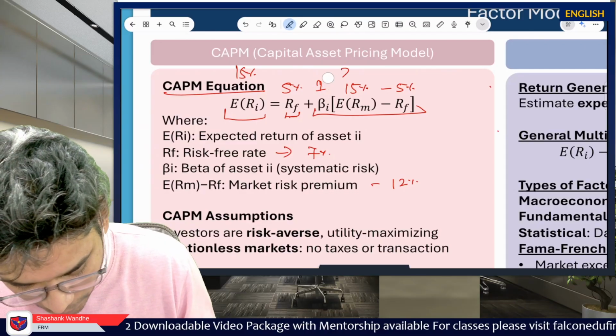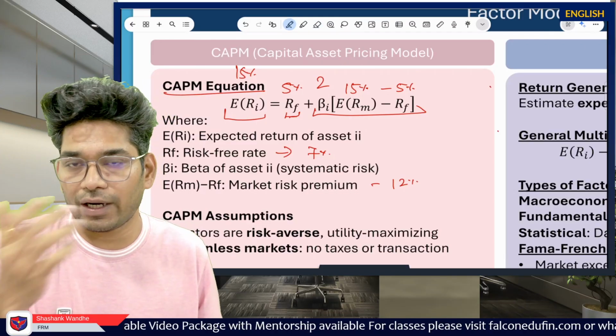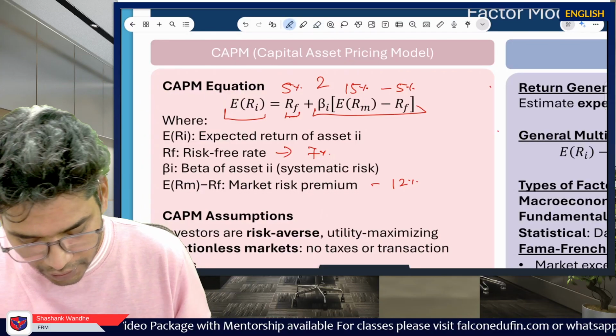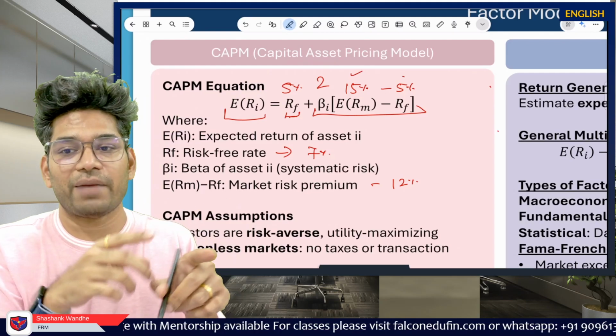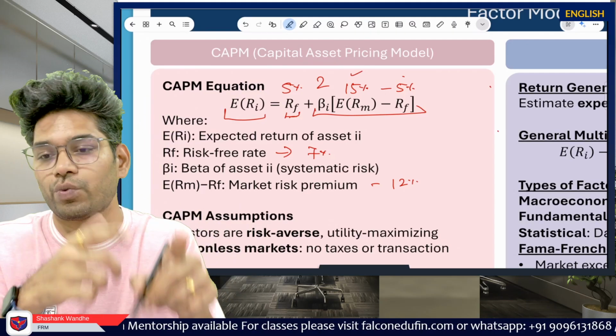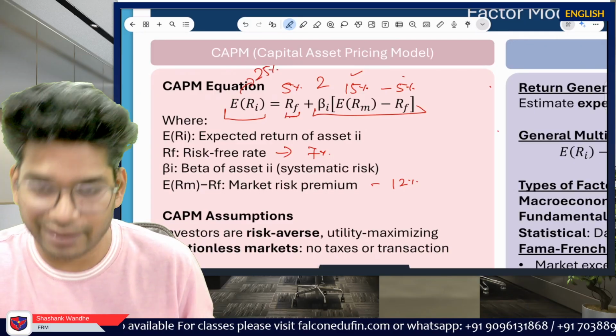If the beta is equal to 2, then you should get extra return compared to the market. How much should it be? Just see, 15 minus 5% is equal to 10%, 10% multiplied by 2 is equal to 20%, 20% plus 5% is equal to 25%. So this is 25%. Now understand the difference.